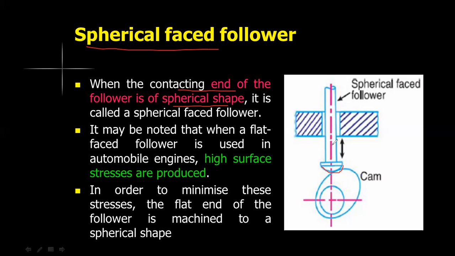If any problem persists in the existing design, we can go for the next one. That is how all the follower shapes evolved, from knife edge to spherical shape. In order to minimize these stresses, the flat end of the follower is machined to a spherical shape. Now we have the minimum side thrust as well as the minimum surface stress and the minimum wear. That is how the evolution of the followers has happened.